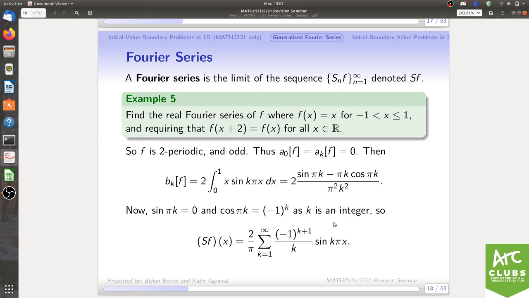Alrighty. Now, each one of the other coefficients is going to be 0 because we were considering an odd function. So all we're left with is all these sine k pi x's with coefficients determined by these. And the way we get -1 to the power of k plus 1 is because this guy ends up being 0 for every positive integer k. And over here, we end up with -1 to the power of k. With the extra negative sign, it becomes -1 to the k plus 1.